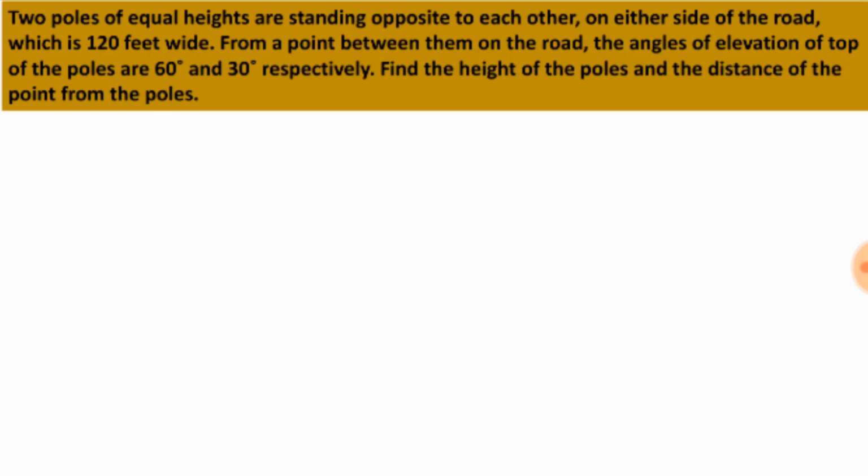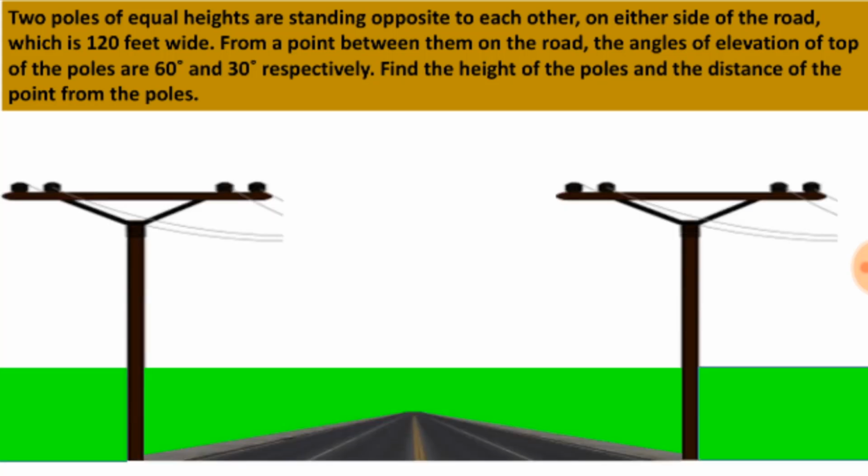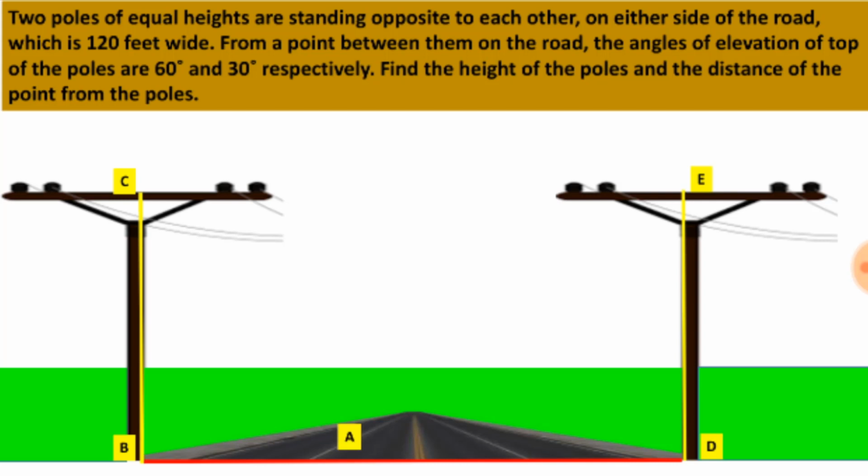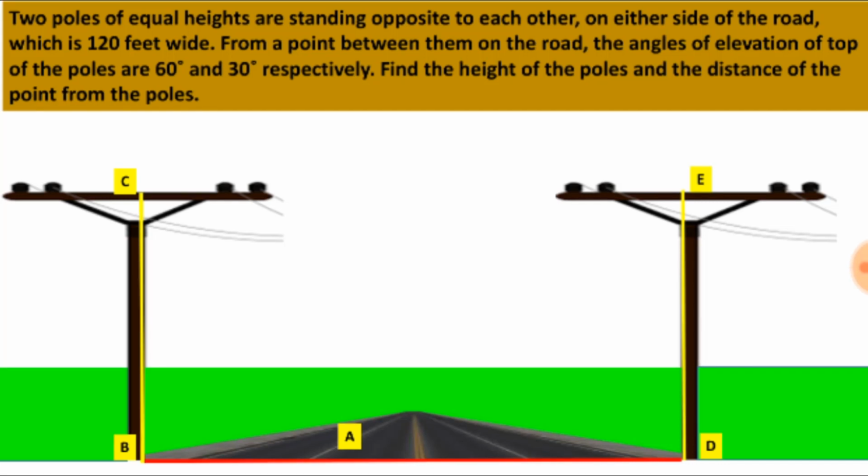So let us first visualize this problem. Two poles are standing on either side of the road, which is 120 feet wide. Let us assume the height of the first pole as BC and the height of the second pole as DE. And let us take a point between the two poles on the road as A. From this point A, the observer is observing the top of the first pole, that is C, with an angle of elevation 60 degrees.